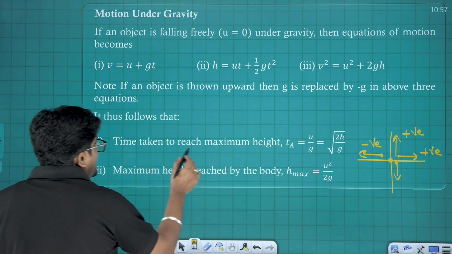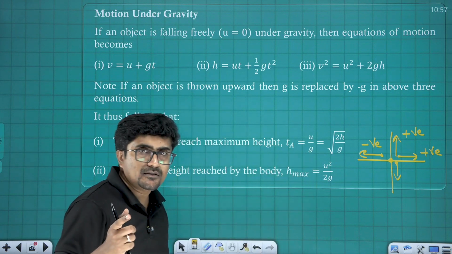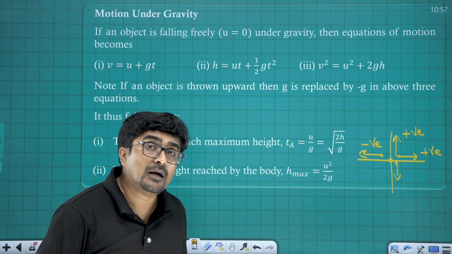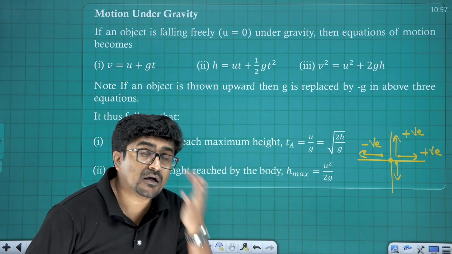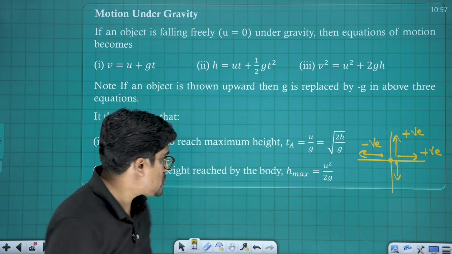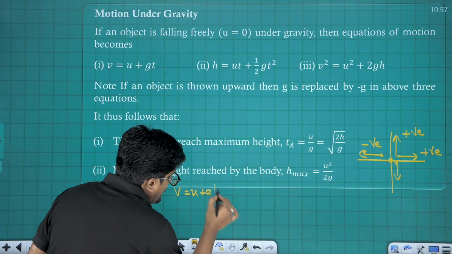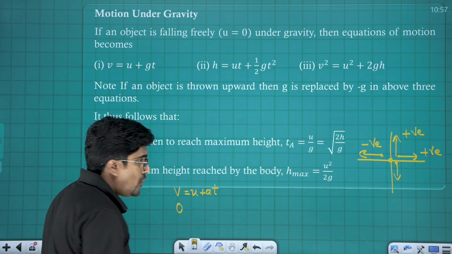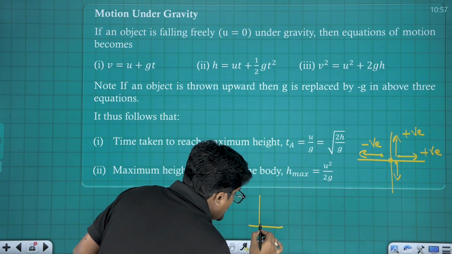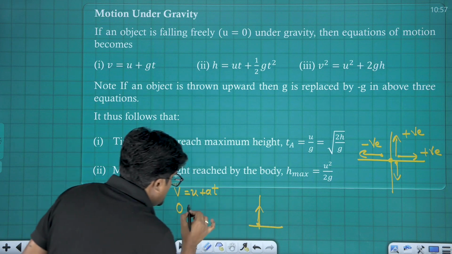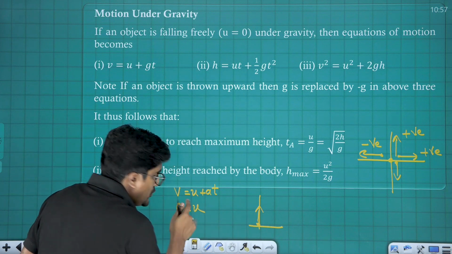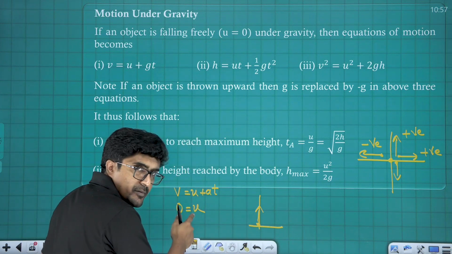Based on that, time taken to reach the maximum height. At maximum height, the final velocity of the body is 0. So if I go for the equation v is equal to u plus at, the final velocity is 0. For a body which I am throwing from the origin in the upward direction, velocity is going to be u, that is in the upward direction, so it's going to be plus.